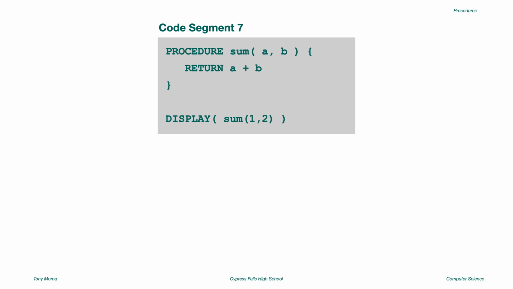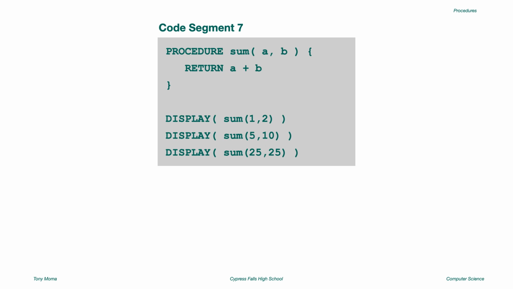When we invoke the sum method with 1 and 2 as the parameters, we get 3 as our output. When we invoke it with 5 and 10 as the parameters, we get 15 as the output. And when we invoke it with 25 and 25 as the parameters, we get 50 as our output, so on and so forth.